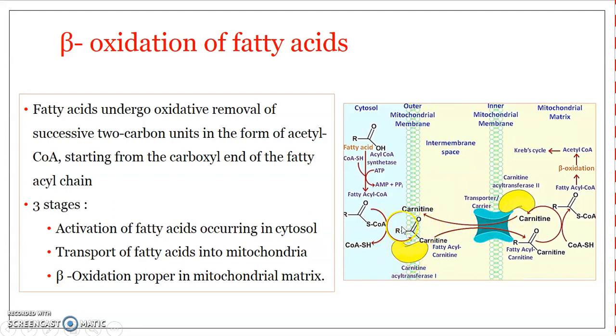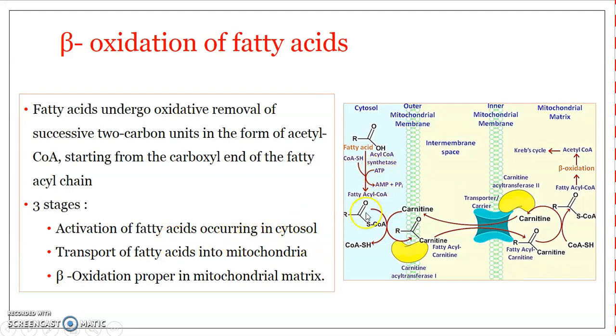So this is how the three stages have been recognized. Because the carnitine cannot directly take up the fatty acid molecules, it has to get activated. So those fatty acids which are to be transported and which have to enter the beta oxidation proper have to get activated, and this takes place inside the cytoplasm. So here the step shows the activation of fatty acids. The fatty acid gets converted into fatty acyl coenzyme A, and that is what is referred to as the activation, and it occurs in the cytoplasm.